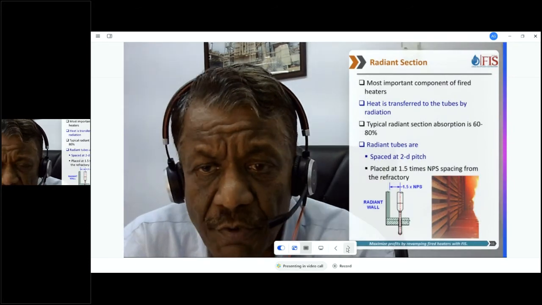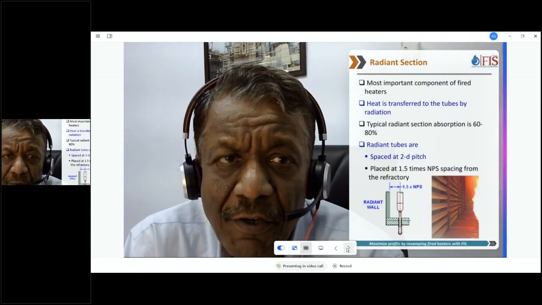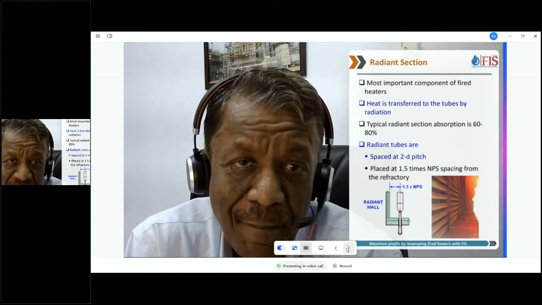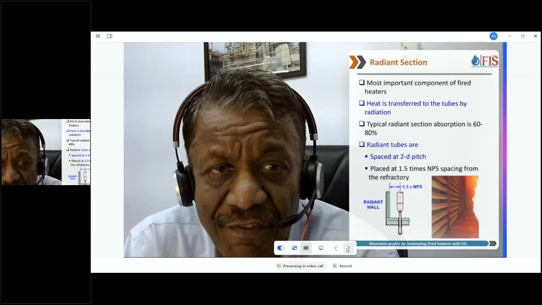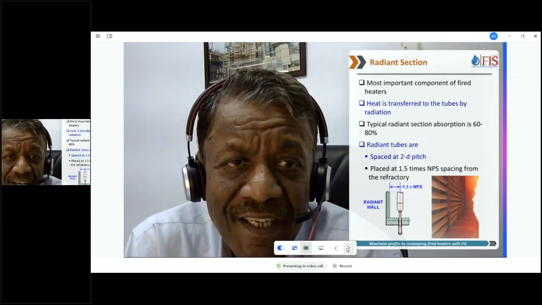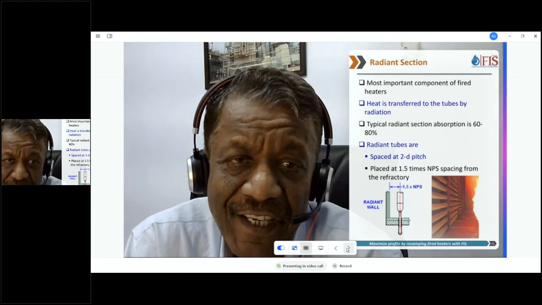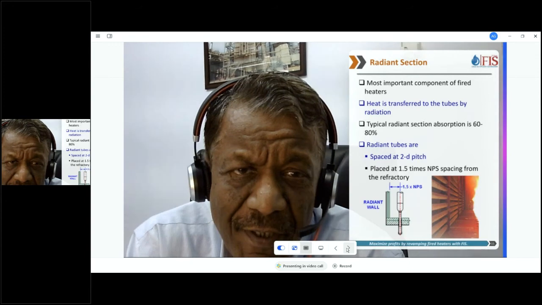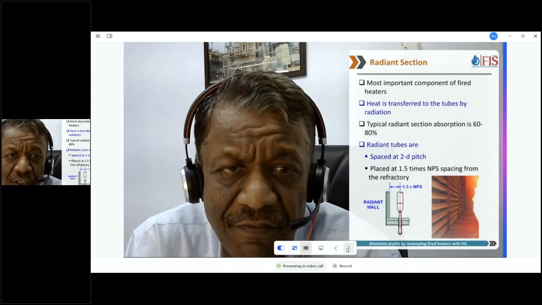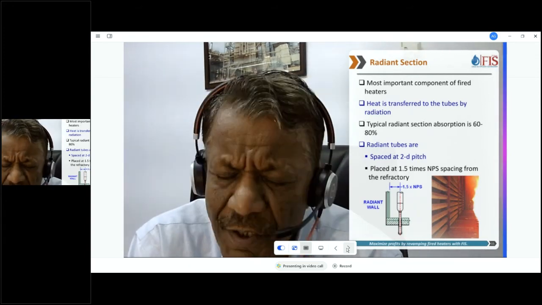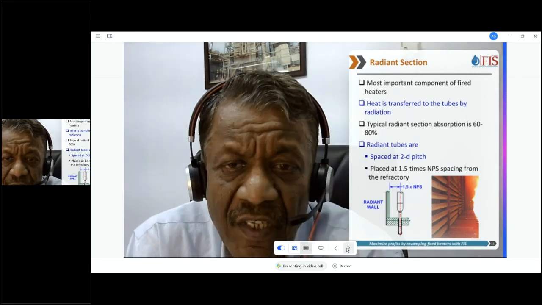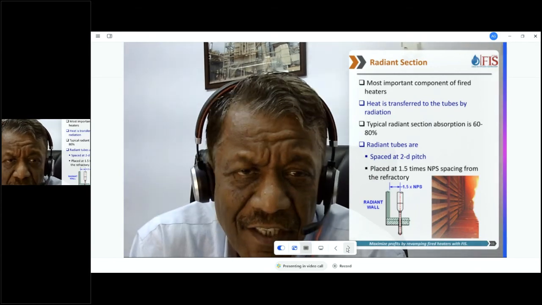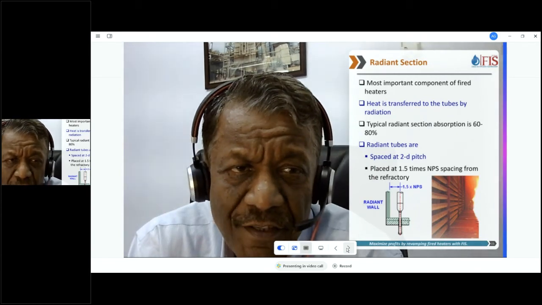So today we are talking about the most important component in the fired heater. We are talking about the radiant section, where the heat is transferred to the tubes by radiation, predominantly radiation. A typical radiant section absorbs anywhere between 60 to 80% of the total heat duty. This depends on a number of factors. And if you are thinking of steam reformers or ethylene crackers, there this number goes down to as low as 40-45%.